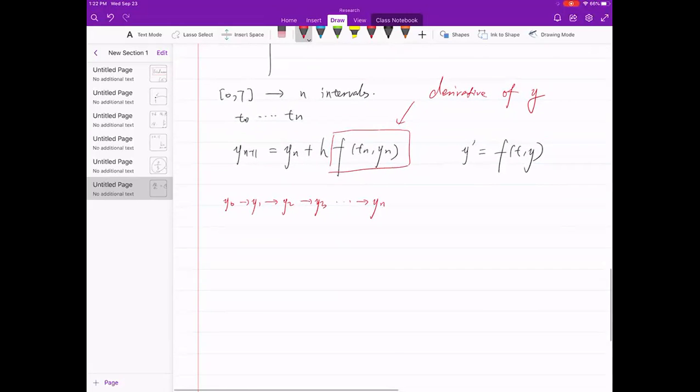Now you can see this is a recursive formula. You can easily code it with a for loop. That is called Euler's method.